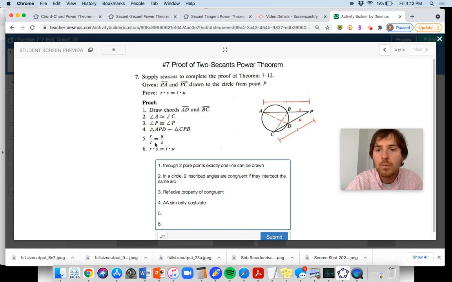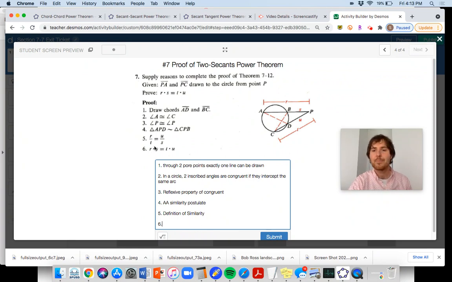What are we getting to? We have to set up that proportion. That's got to be the definition of similarity. Two triangles are similar if and only if the corresponding side lengths are in proportion. That's what we set up here. So R to T equals U to S. Those are all corresponding sides. U is the smallest side on the larger triangle, and S is the small side on the smaller triangle. That totally makes sense.